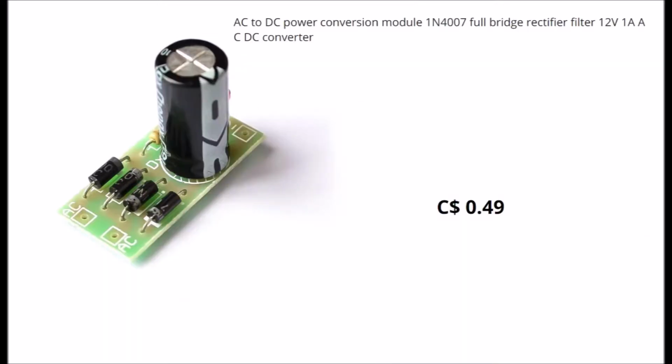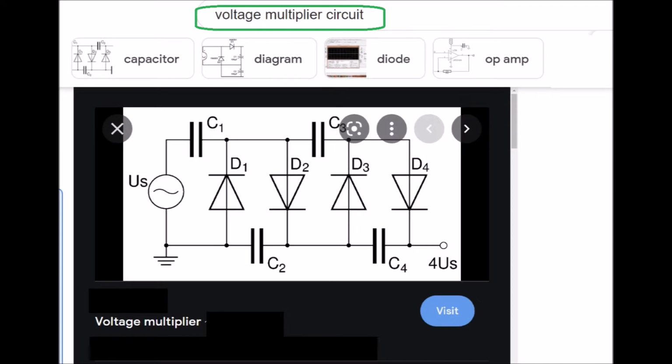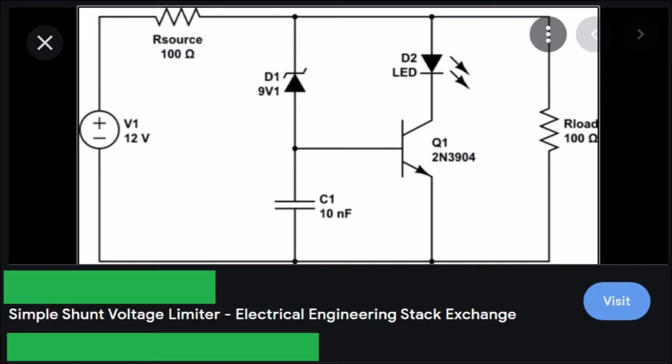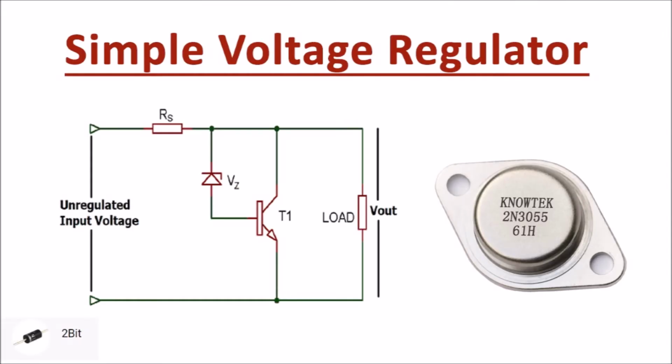Most commonly, diodes are used in circuits that convert AC electricity into DC. An example is a power supply. However, there are other popular applications like voltage multiplier circuits, voltage shifting circuits, voltage limiting circuits, and voltage regulator circuits.